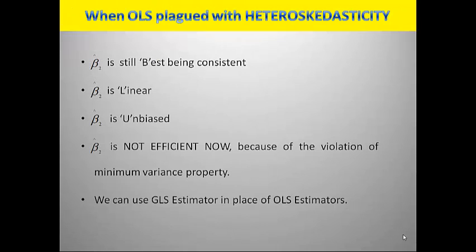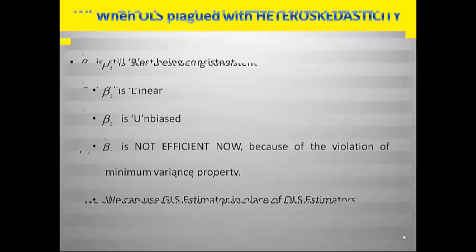So what happens when OLS is applied with heteroskedasticity? Beta 2 cap is still consistent. Beta 2 cap is still linear. Beta 2 cap is still unbiased. But the problem is that beta 2 cap is not efficient now, because of the violation of the minimum variance property. So what can we do? We can use GLS estimators in place of OLS estimators.